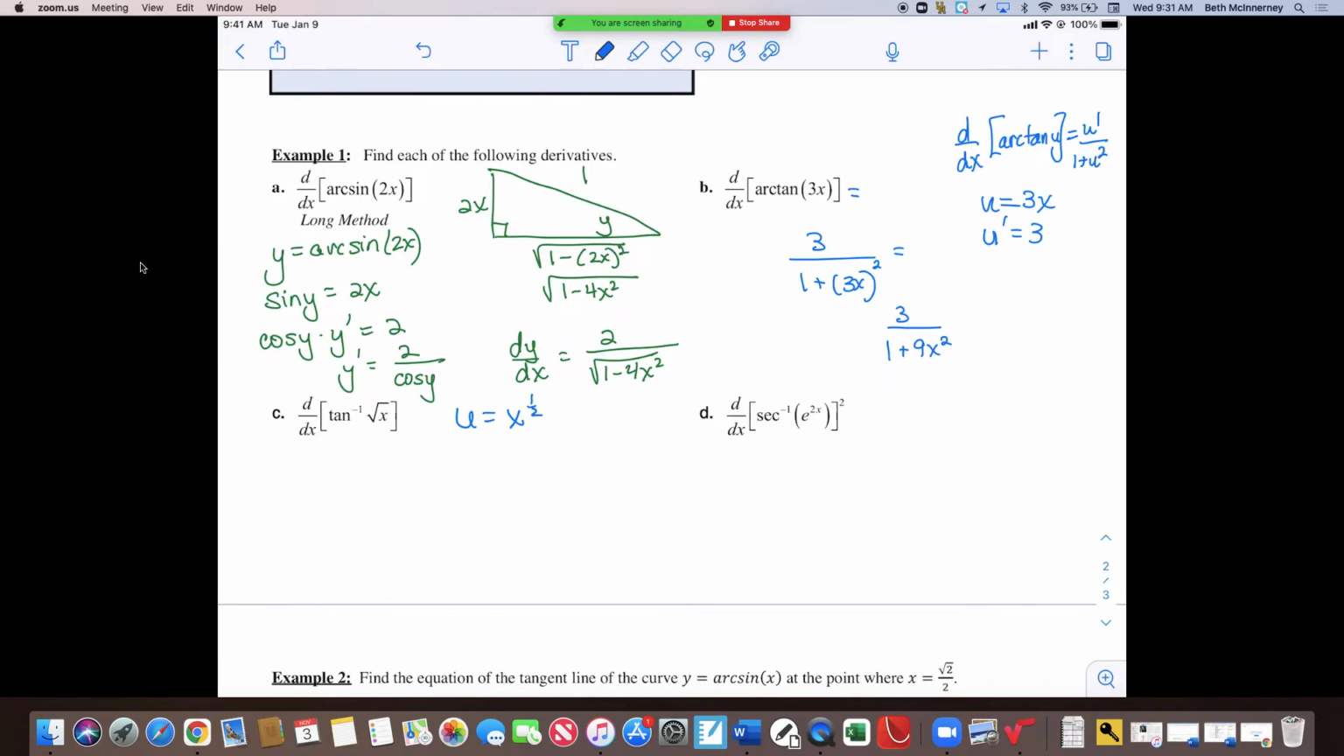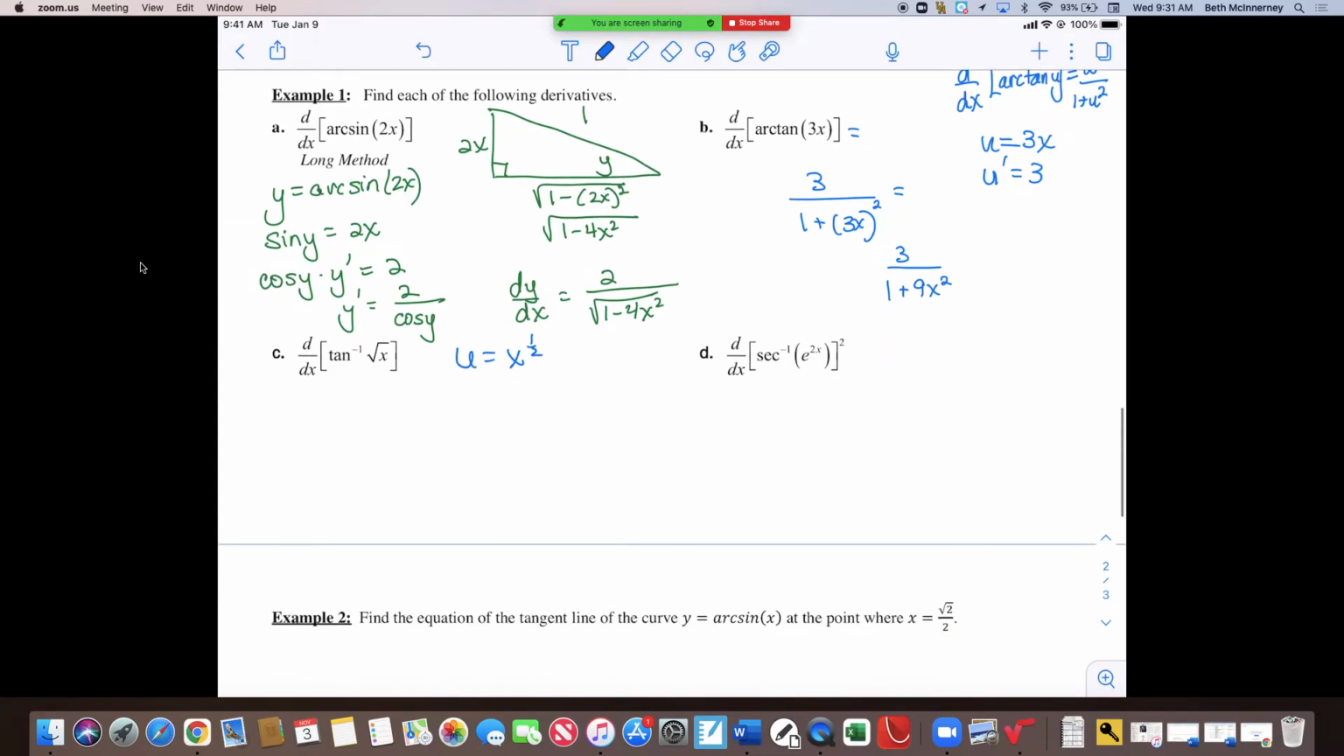All right, I'm going to try letter C just to make sure we're doing okay. My u is the square root of x, or x to the 1/2. Then u prime is bring down the power, decrease the power by 1. So the derivative is u prime over 1 plus u squared. So that's 1 over 2 square root x over 1 plus x.